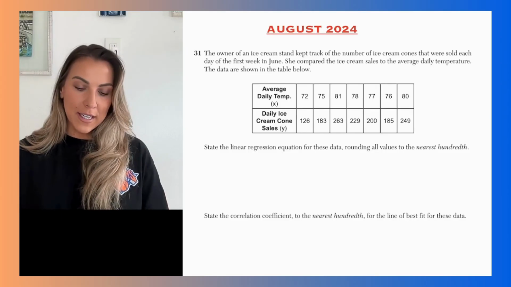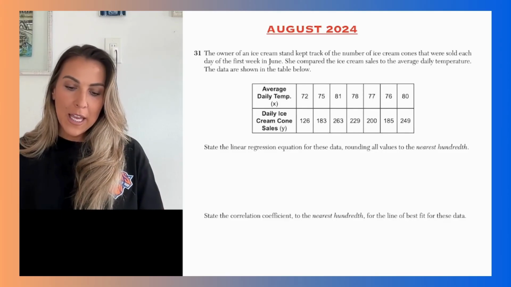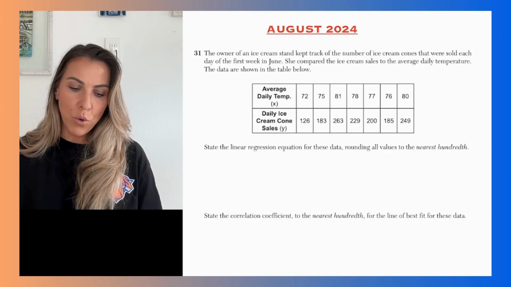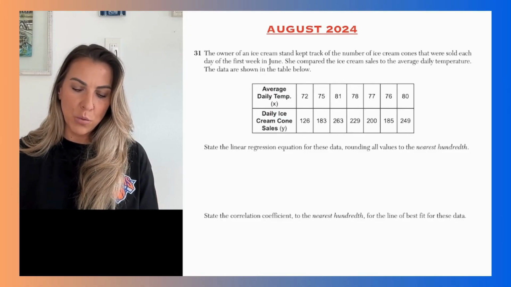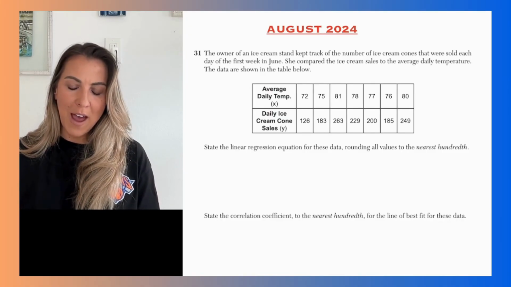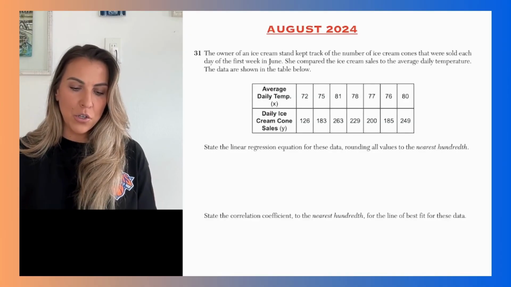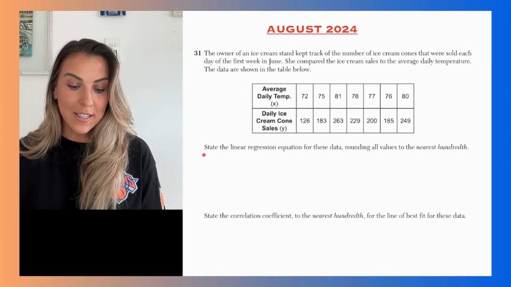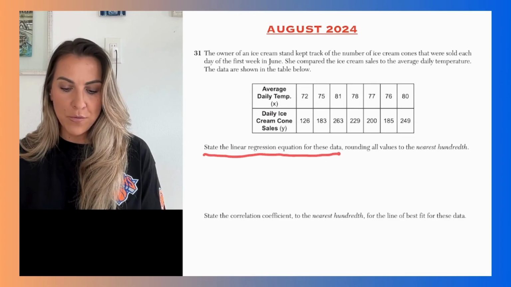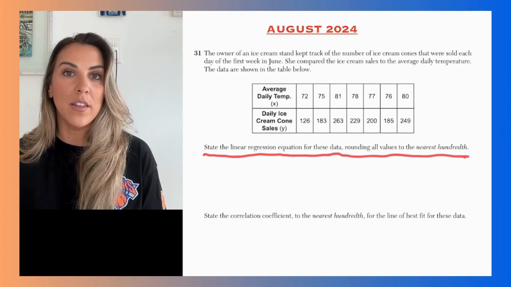Let's take a look at this second example. The owner of an ice cream stand kept track of the number of ice cream cones that were sold each day of the first week in June. She compared the ice cream sales to the average daily temperature. The data are shown in the table below. And we're asked again to state the linear regression equation for this data, rounding all values to the nearest hundredth.